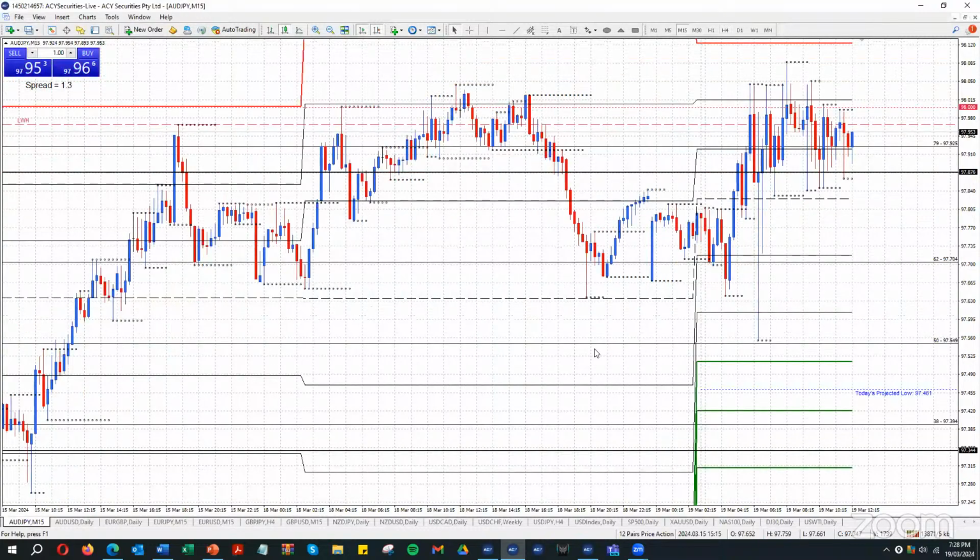Aussie yen, it's really struggling at 98. This is my 15-minute chart. You can see how many times it's hitting 98.